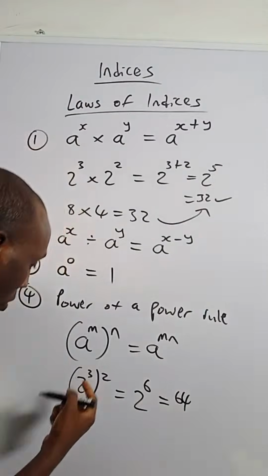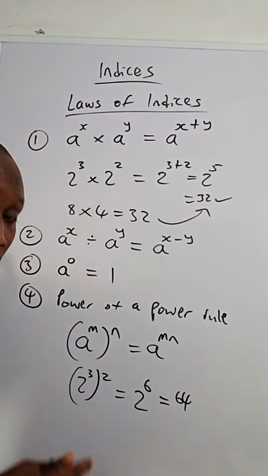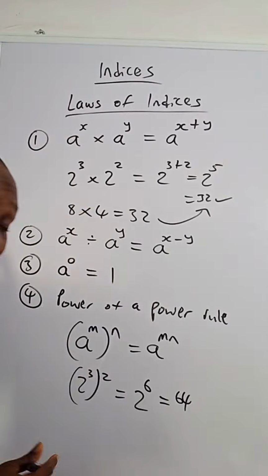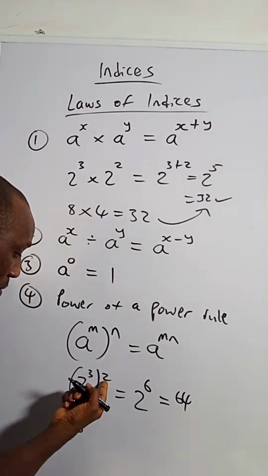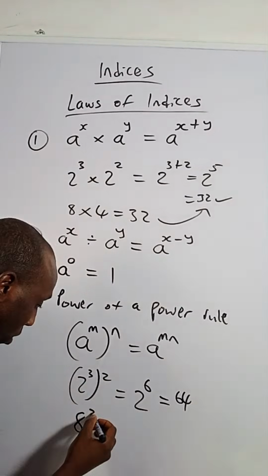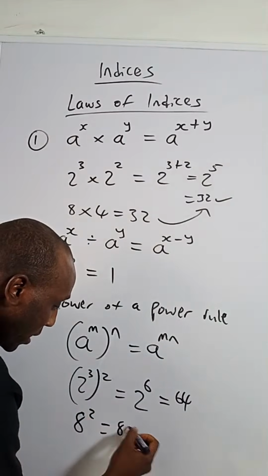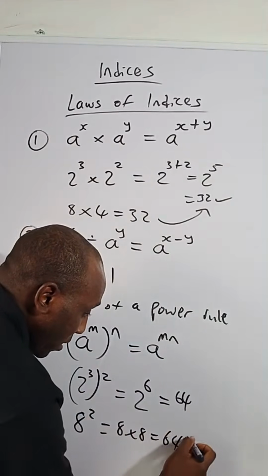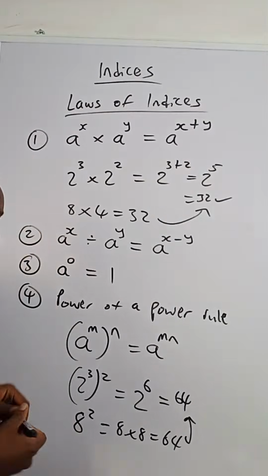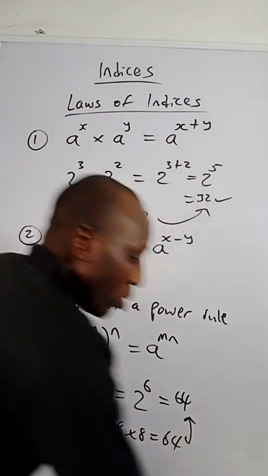What are you going to have? So let's just do, what is 2 raised to power of 3 without bringing this one yet? Is it not 8? So you have 8. And then we still have the exponent of 2. And 8 raised to power 2 is 8 times 8, which is what? 64. Same as what we have here. So this law holds true.